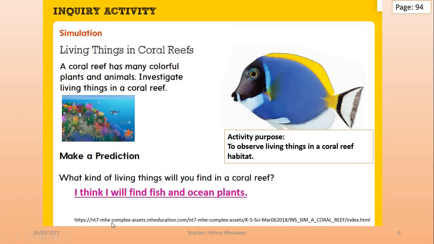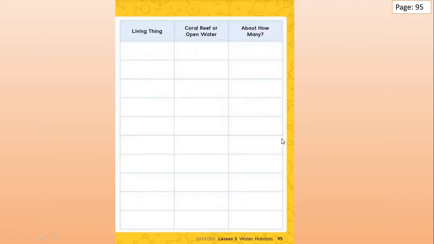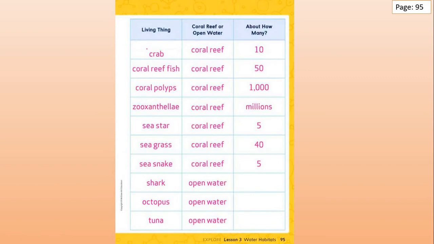You will find this link in the description, grade 2. So please try it by yourself, have fun, enjoy it, and when you finish, write at least 5 living things you see in the simulation. And then write if it lives in the coral reef or open water. You know now that octopus, sharks, and tuna live in open water. So write at least 5 living things you see in the coral reef or in open water in the simulation. And then write about how many. When you finish, you can check your answers here.